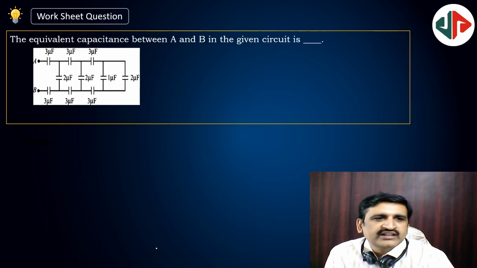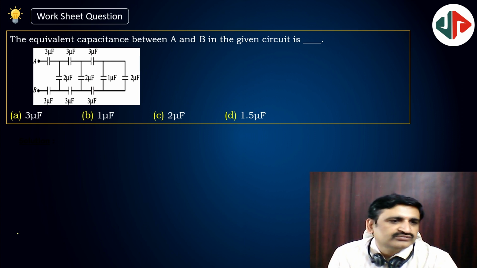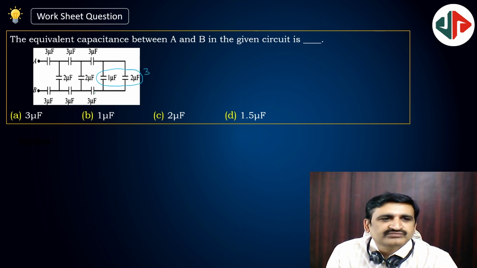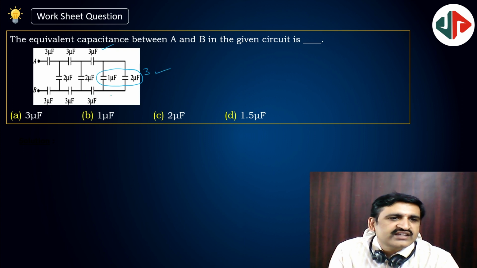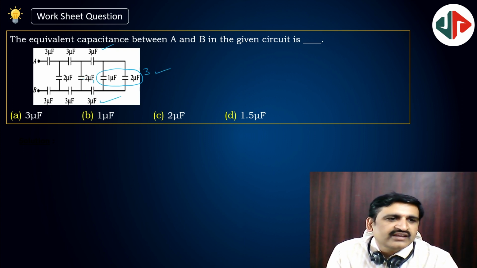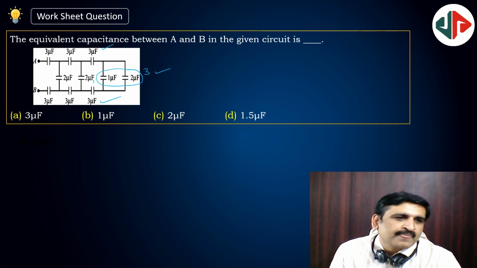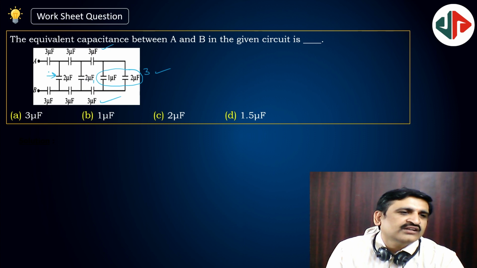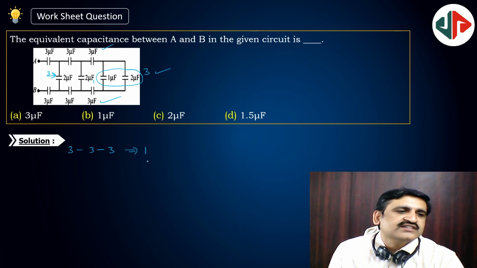The equivalent capacitance between A and B. Here this is 3 because they are in parallel. Now this 3 and this 3 are in series, so 3 by 2. Again 3, again 3, so up to here 3 will come. 3 are in series, implies 1 is the answer.